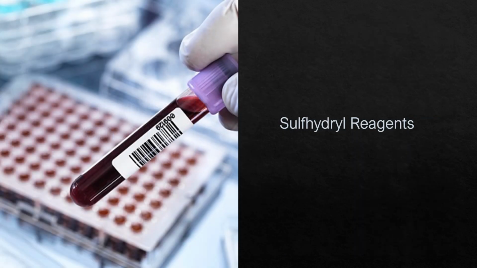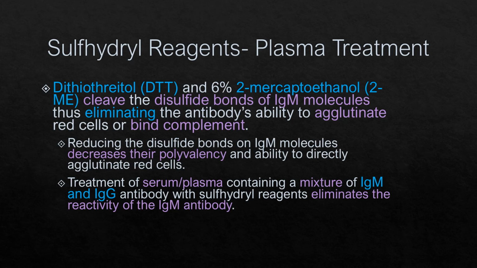Moving on to sulfhydryl reagents. DTT and 2-ME are the two most commonly used sulfhydryl reagents. They work by cleaving the disulfide bonds of IgM molecules, eliminating the antibody's ability to agglutinate red cells or bind complement. Reducing the disulfide bonds on IgM molecules decreases their polyvalency and ability to directly agglutinate the cells.